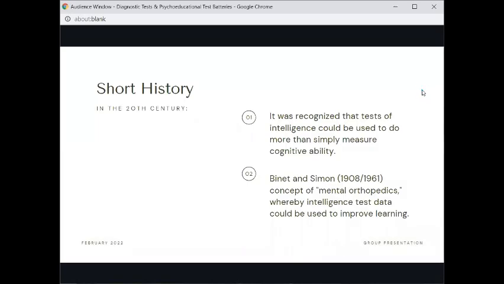We'll start with a short history. In the 20th century, it was recognized that tests of intelligence could be used to do more than simply measure cognitive ability. What I understand is that they could be used to measure and improve not only people's cognitive abilities but also their reading comprehension skills. That comes from the concept of Binet and Simon about mental orthopedics, whereby intelligence test data could be used to improve learning. Next slide, please.